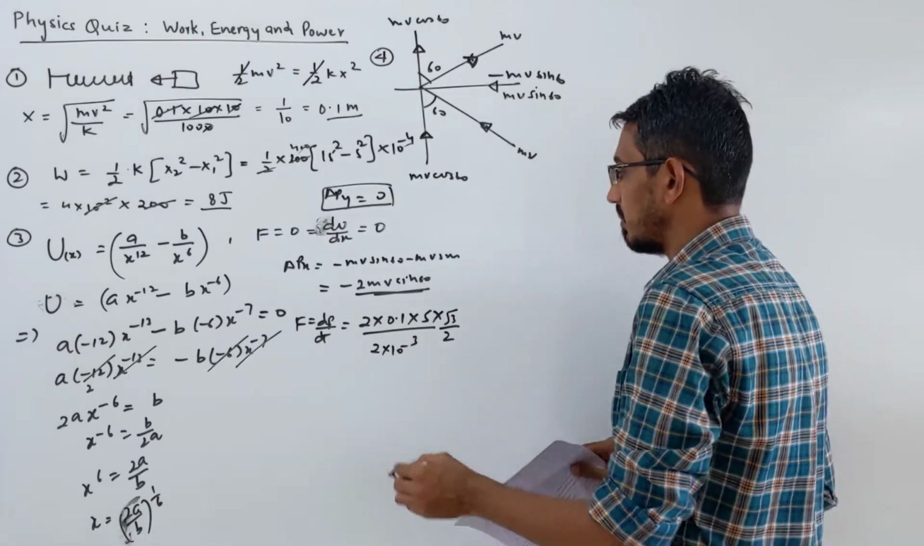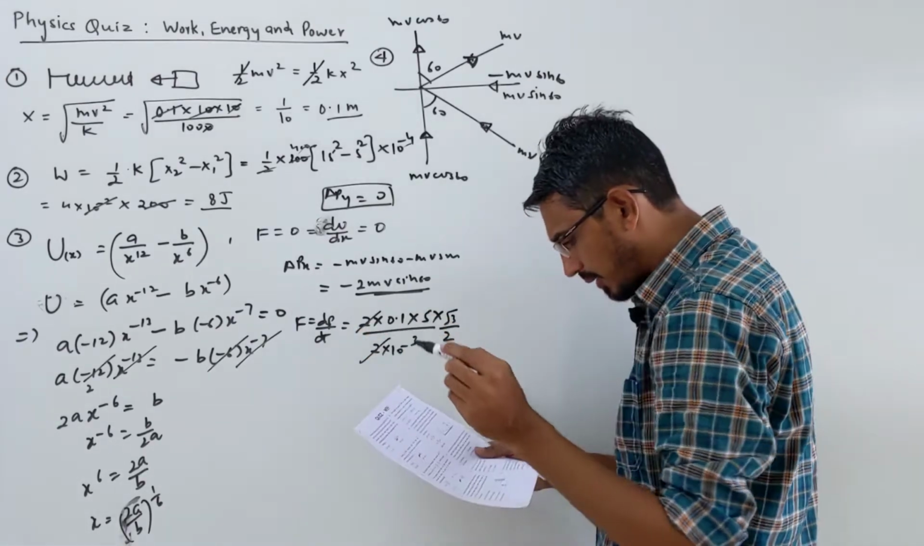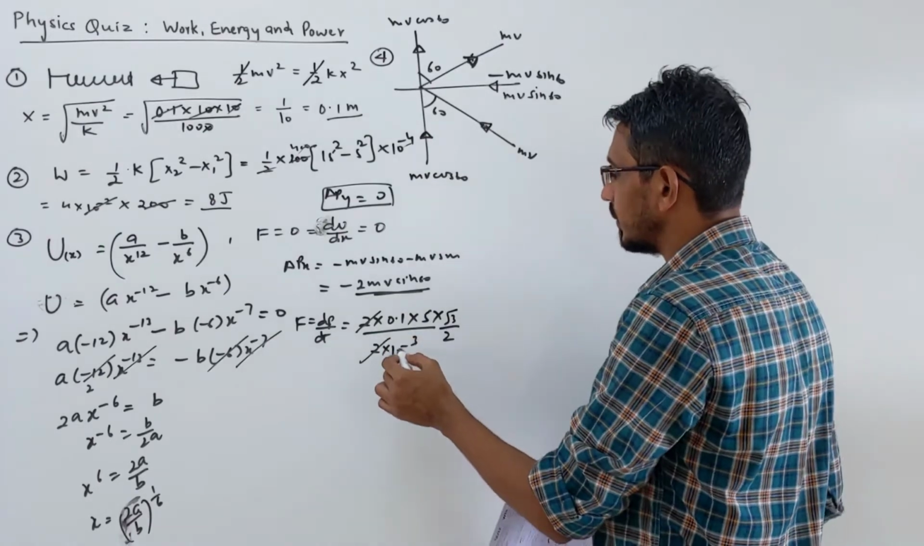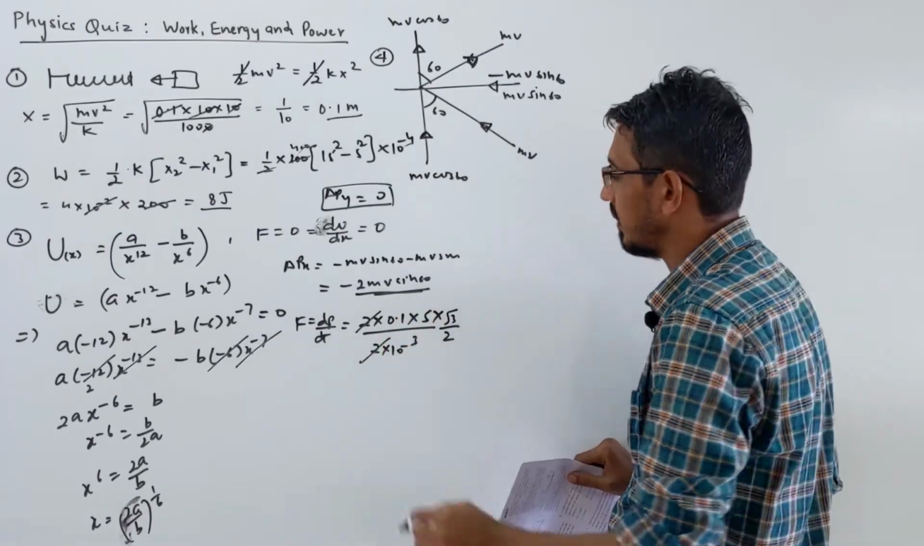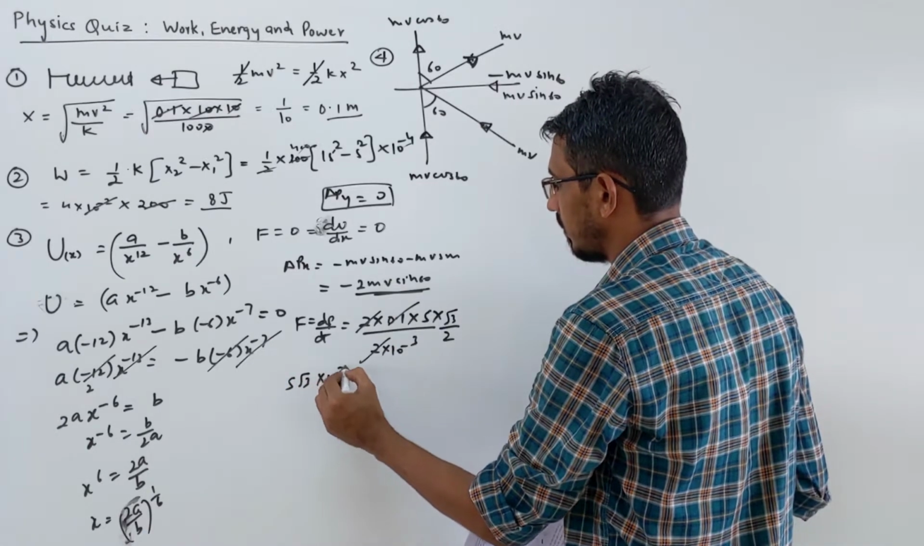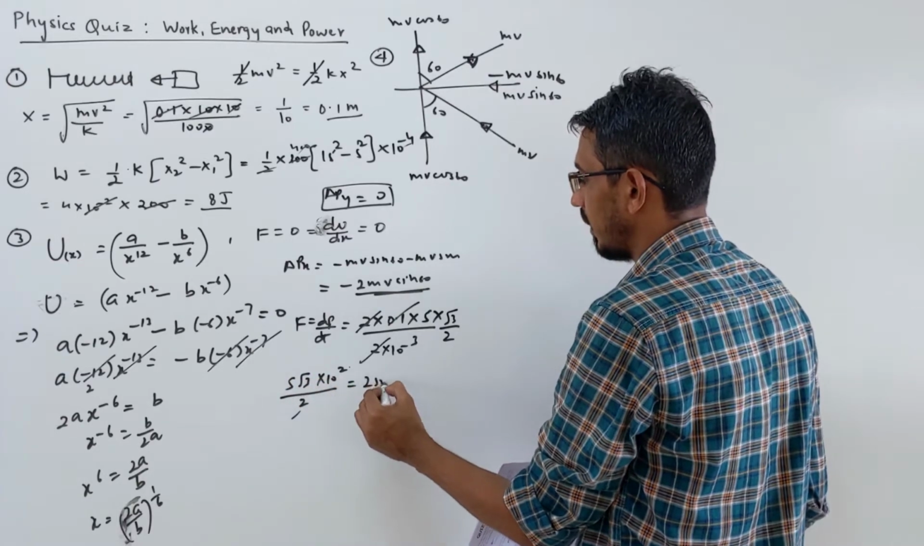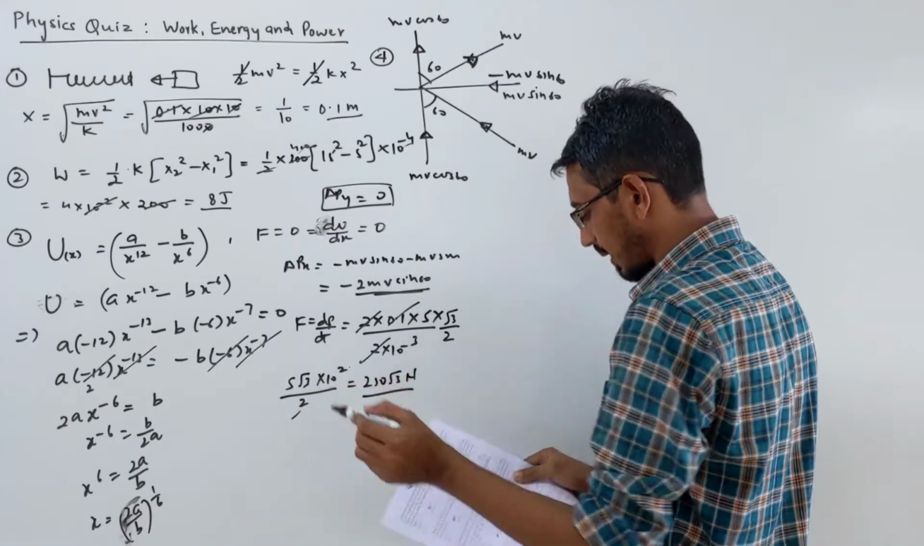Let's cancel these numbers, so 2 you can cancel here. The answers are given, so correct. Minus 3 goes up and becomes plus 3, the 1 and 0 get cancelled here, and we get 5 root 3 into 10 power 2 by 2. So you can write this as 500 by 2, that is 250 root 3 Newton. That answer will come.